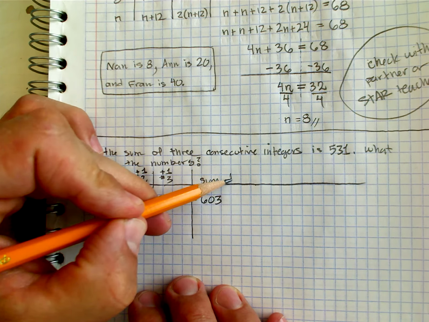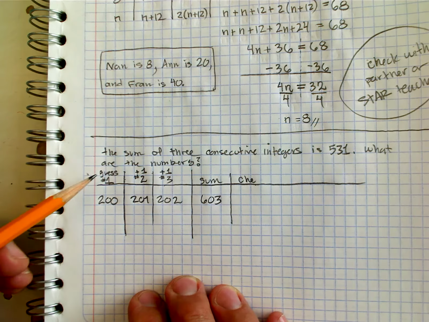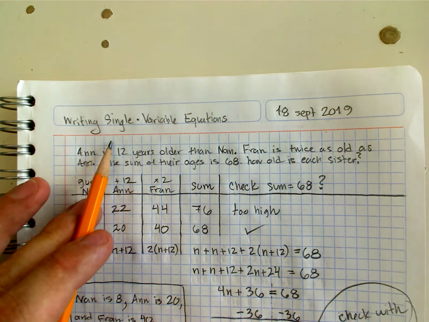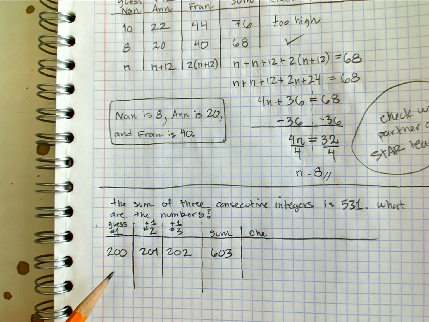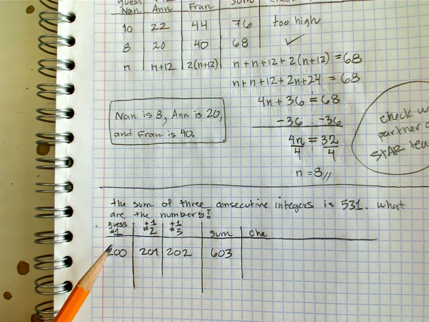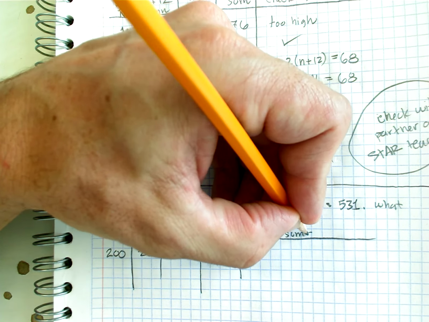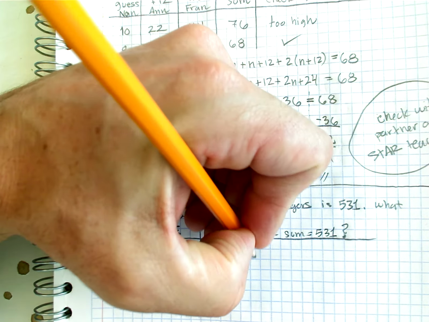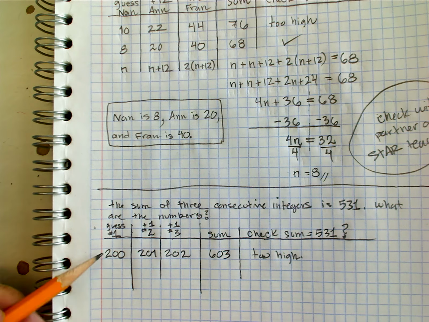And remember, the first column is always our guess. And when we're dealing with single variable situations, like this one, once we make one single guess, we should be able to figure out the rest of the problem and check and see if it's right. I'm going to check that the sum is equal to 531. And it's too high. So I'm going to adjust it a little bit.